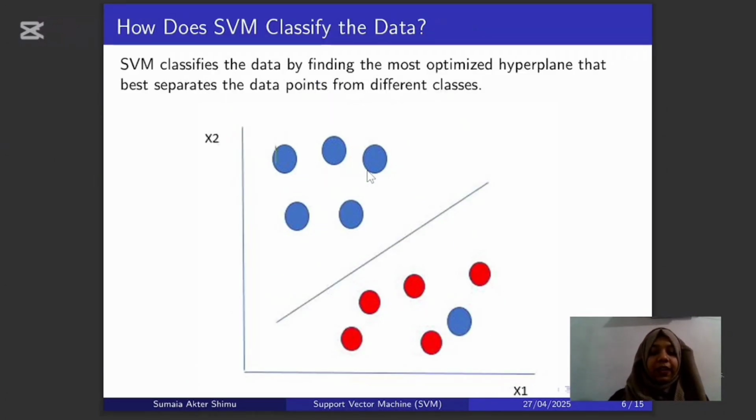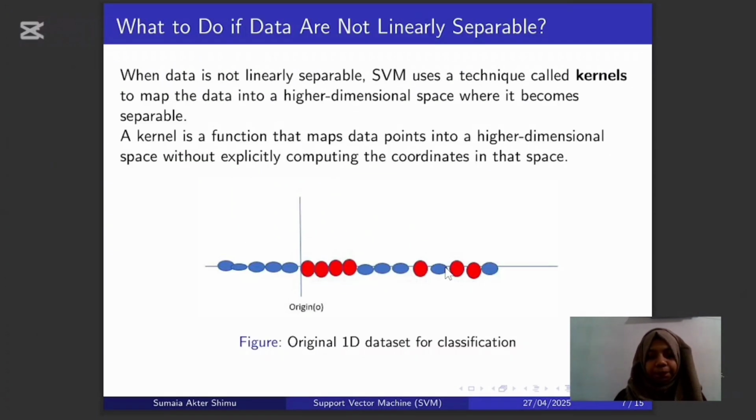So how does SVM classify the data? SVM classifies the data by finding the most optimized hyperplane that best separates the data points from different classes. Here are two different groups. One is the blue one and the other one is the red one. Here is one data point from the blue group, which in this case is an outlier in the region of the red data points. SVM has a characteristic that it ignores outliers. So in this case, SVM ignored this data point and separated the data into two different classes.